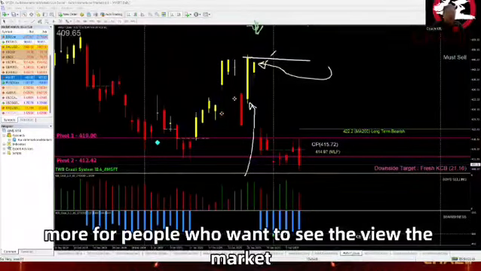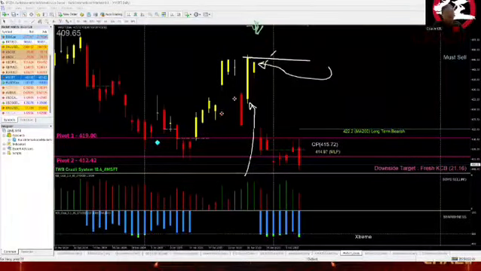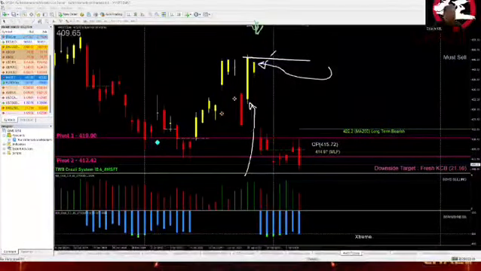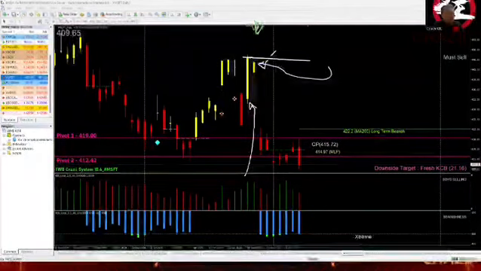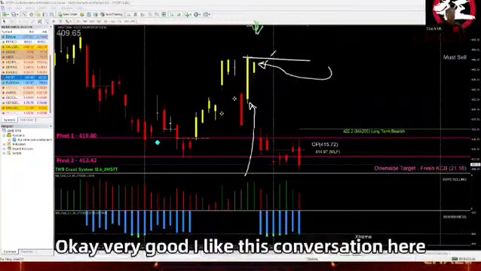So it's more for people who want to see the view of the market, then put a bet. But the main thing is that once it's above the line, you just have to be the buyer. Then below the line, you just should be a seller. Okay? Yes, do risk management. It's very, very, very important. I will do some examples on risk management very shortly to show you how we work on this. Okay? Very good.